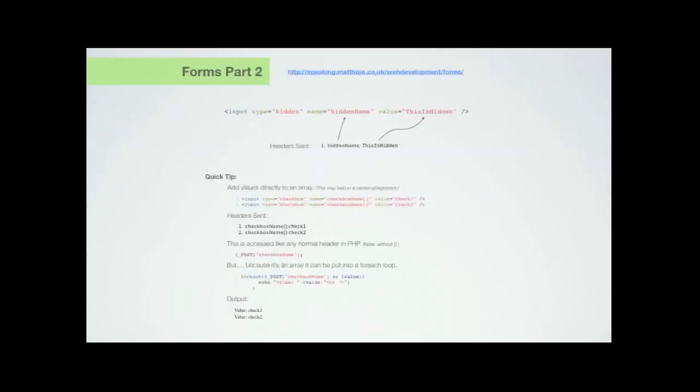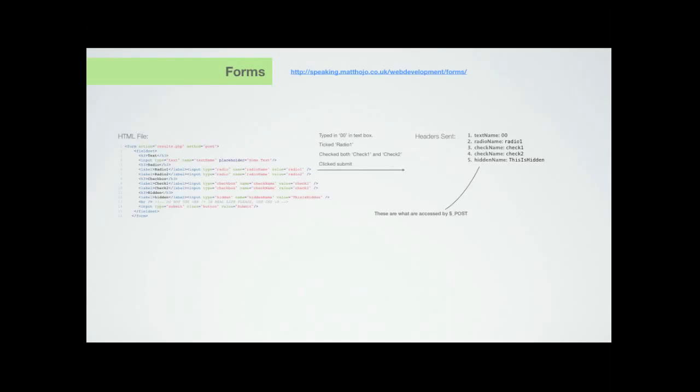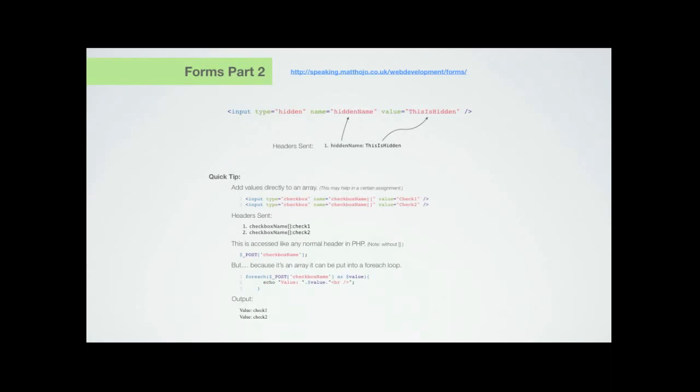So, that is what is accessed by the post. I don't know if Adrian explained that all right, but the headers that are sent are what are accessed by post. So here you've got the header sent, so this is in a hidden field, just to explain more how you would access stuff in a hidden field. So your header sent, with your hidden name comes from the name of the input, and the data on the right hand side is from the value.